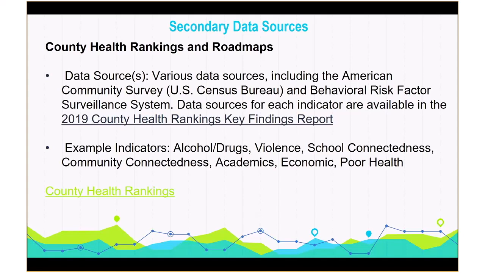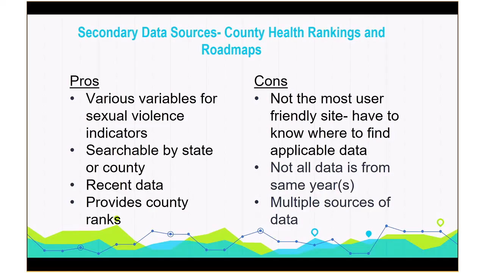Some indicators that you may be interested in could include alcohol or drug use, violence, school or community connectedness, academics, economic, or poor health information. The pros of the site are that there are various variables, including, for example, if you are interested in sexual violence, there are a number of sexual violence indicators. It's searchable by state or county. The data is recent, and it provides county ranks.